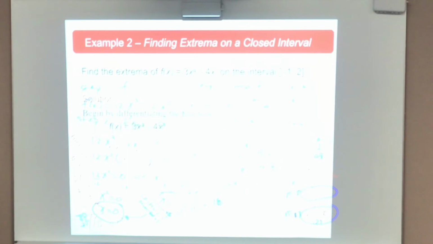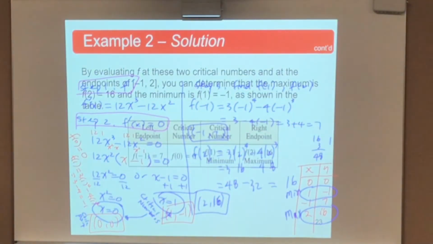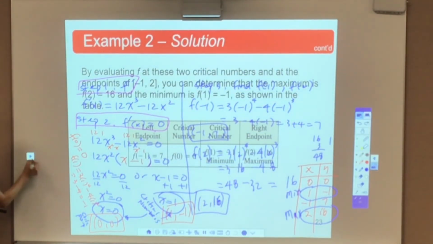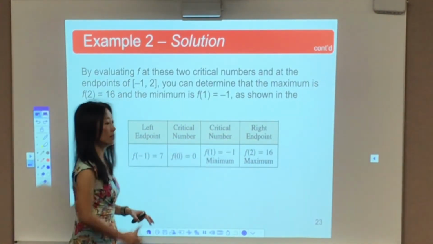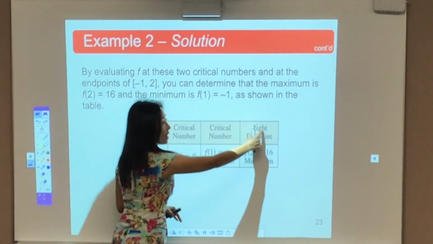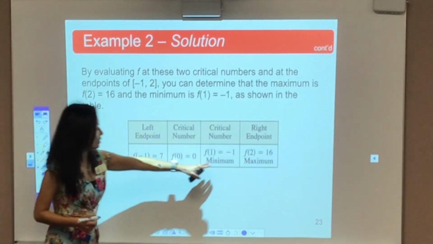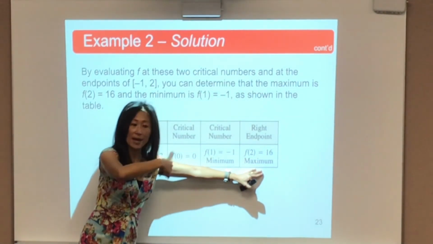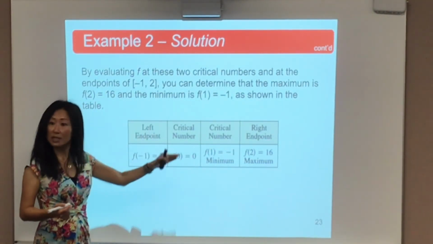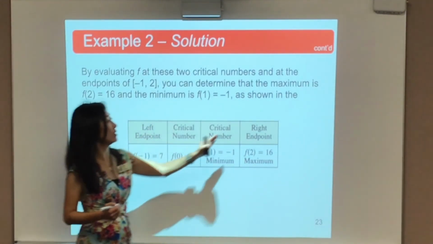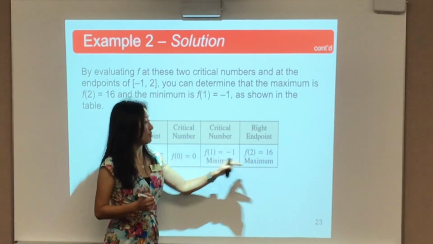All right, so we're done with that. Now I want to look at this one, how they did it. You can do what I did, or you can just make this one. Left point, critical number, right point. You get 7, 0, negative 1, and 16. So you know this is your minimum and that's your maximum. I made a little table, which is fine. This table is even better to me because they tell you the left-hand point, the right-hand point, and critical numbers. So you can clearly see this is your minimum and this is your maximum.